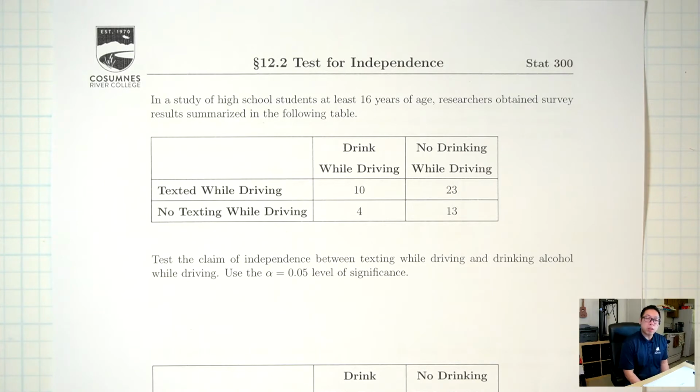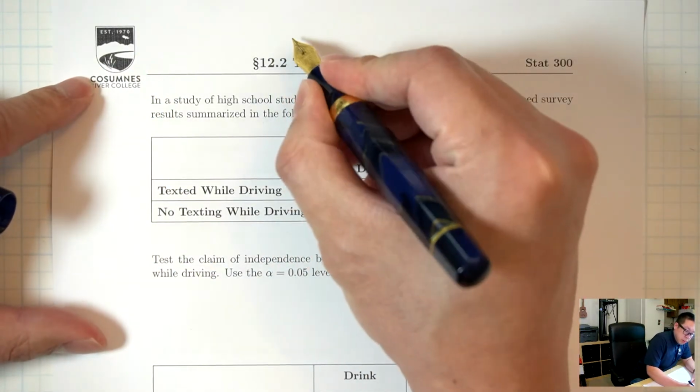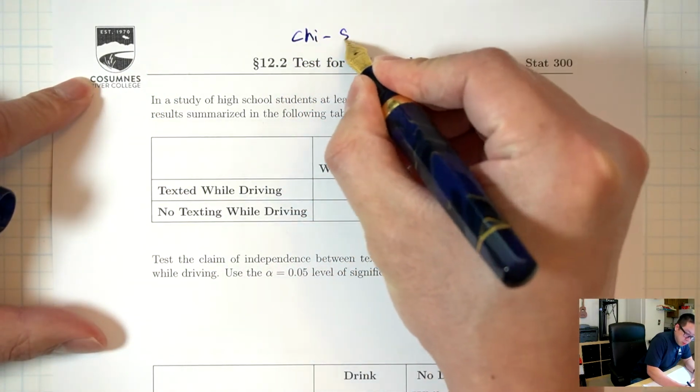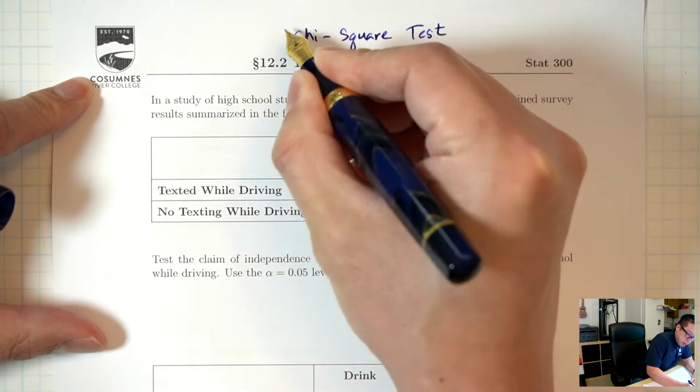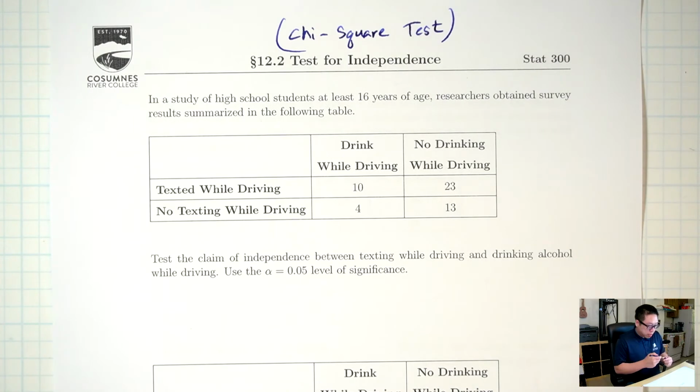In the last lecture, we talked about the test for goodness of fit, and that was a chi-square test. Today, we're going to talk about another type of chi-square test, the test for independence. So let's take a look at the situation here.